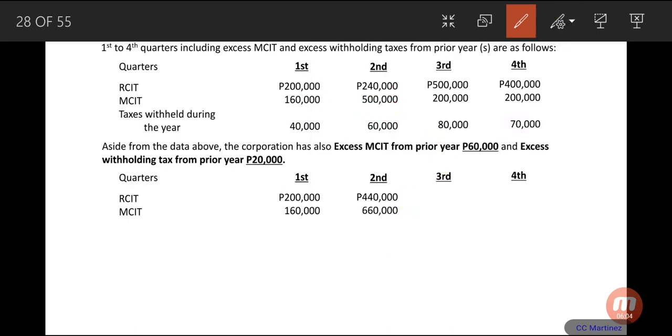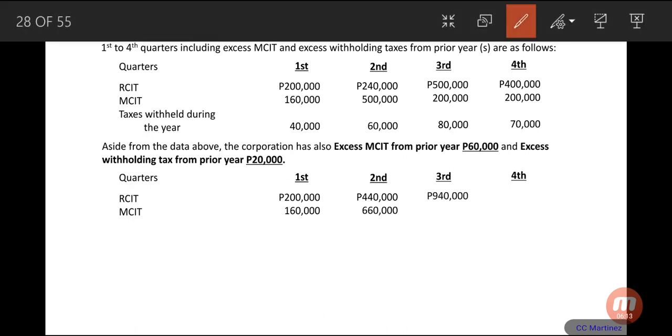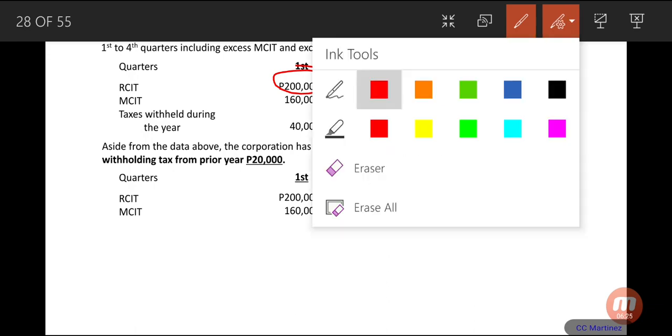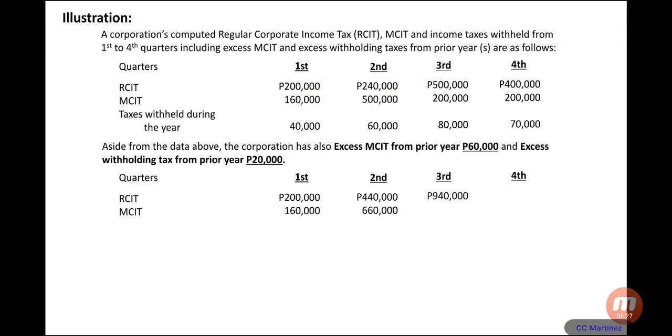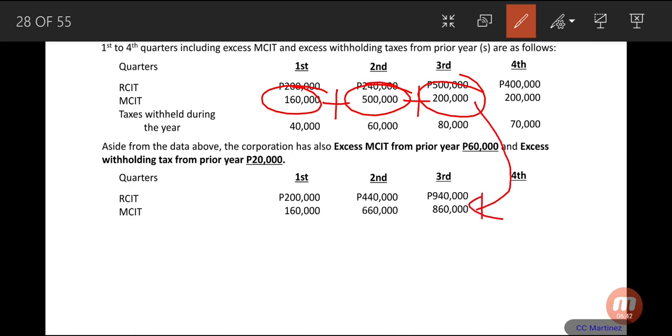Okay? So, same way, third quarter, magkano yung cumulative RCEIT natin? Answer? 940,000. Paano nakuha? 200,000 plus 240,000 plus 500,000 equals 940,000. For the cumulative amount of MCEIT, magkano? 860,000. Paano nakuha? So, 160,000 plus 500,000 plus 200,000. Arrive tayo sa 860,000. Okay.